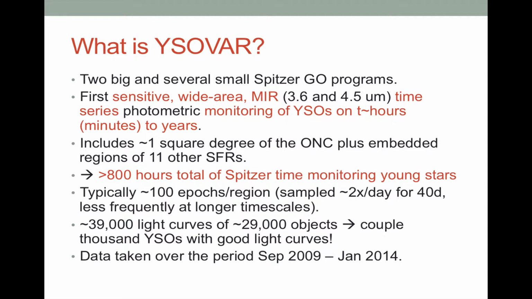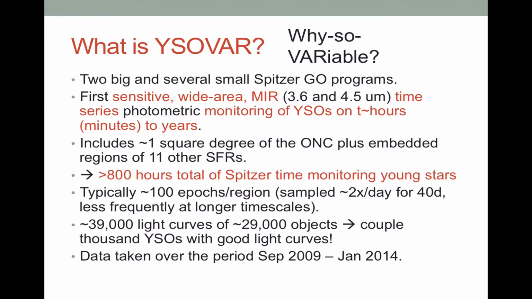And so we have a very large program called YSOVAR. Some people think that it's called YSOVAR, as in why are you so variable? It really is YSOVAR because it means young stellar object variability. It consists of 2 very large and several small Spitzer guest observer programs. It really is the first sensitive, wide area, mid-infrared, time series monitoring of these young stars on time scales of hours and minutes to years.